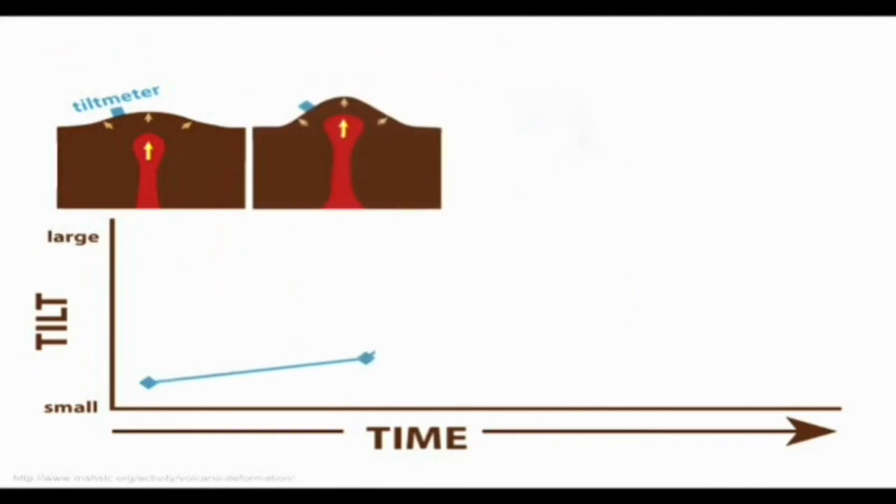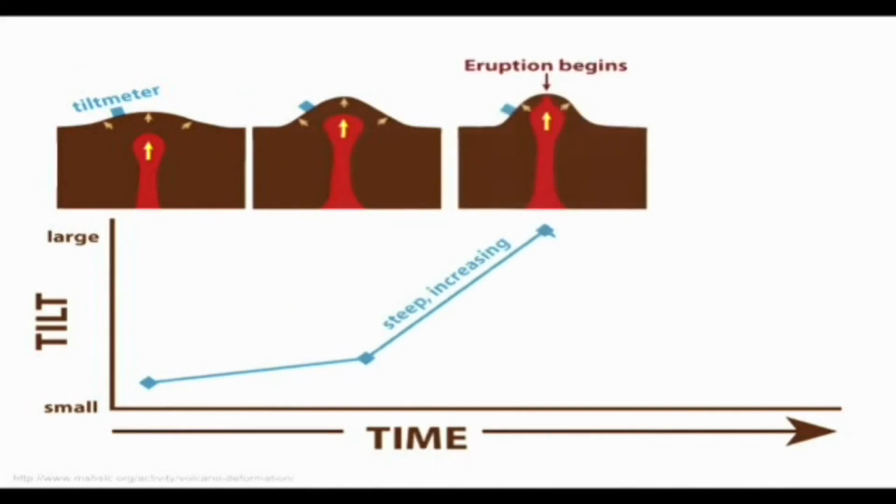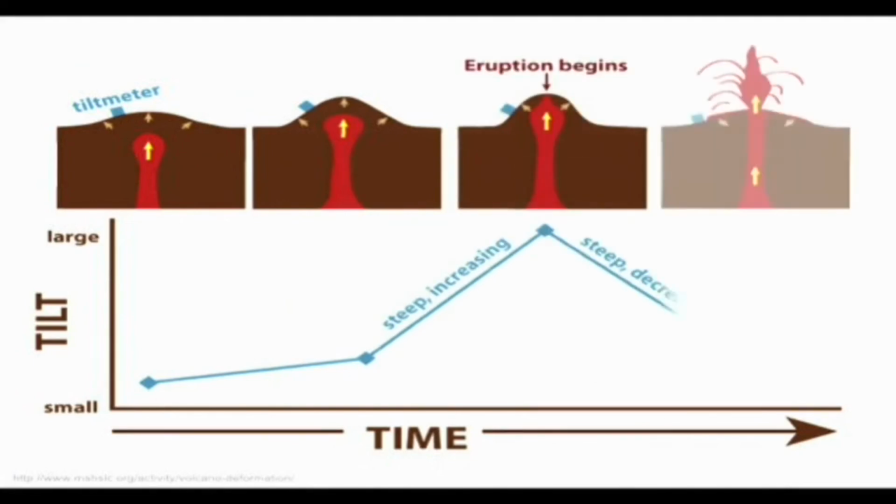So if you look at time on the x-axis and the amount of tilt on the y-axis, I'm a simple guy, I like simple scales. You can see in here that as a volcano starts to inflate, as magma comes in, it tilts. The eruption begins, we have large amounts of deformation, and then as the volcano stops erupting, you can see the tilt decreases.